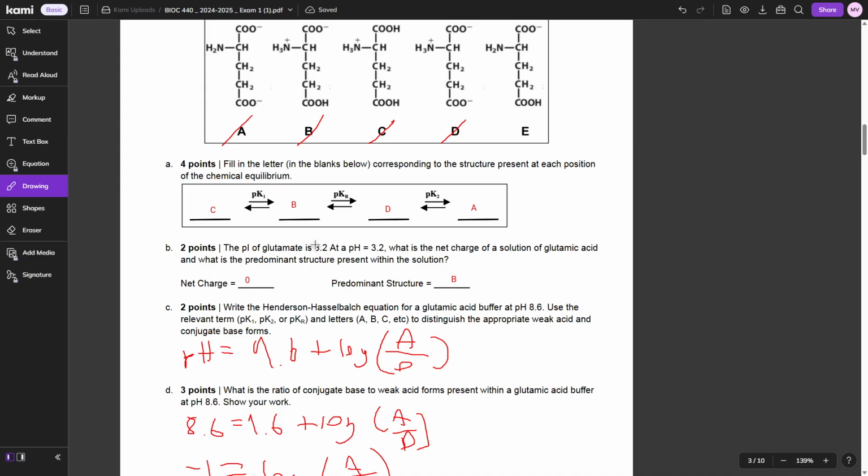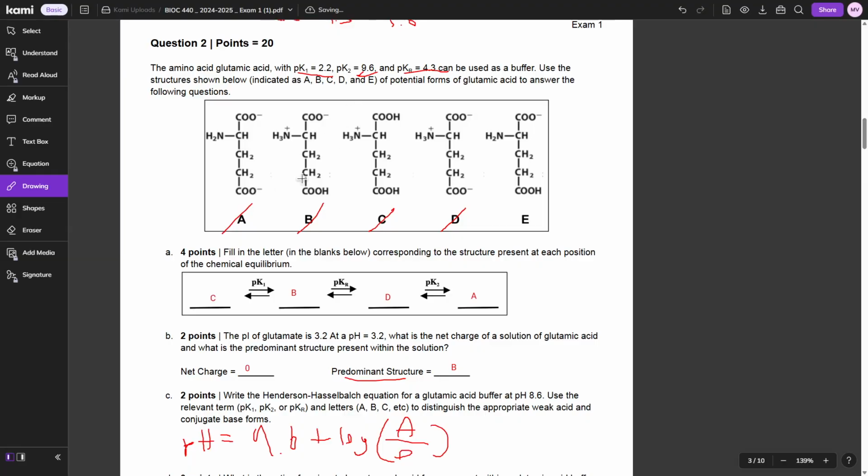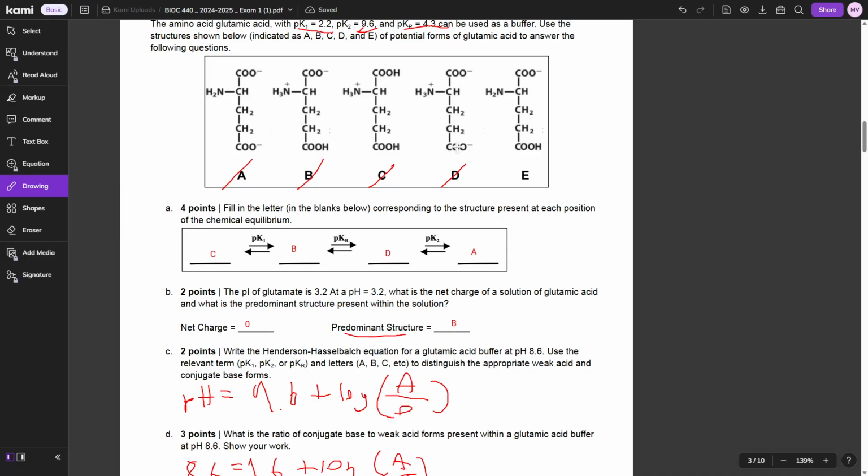Also, if you think about it just logically, if the pH matches the pKa, there's no difference between those two, so the charge has to be zero. The predominant structure, which one is a zwitterion, which one has a charge of zero? B. It can't be any of the other options because none of them have a charge of zero. B is the only one. So those should be relatively safe.